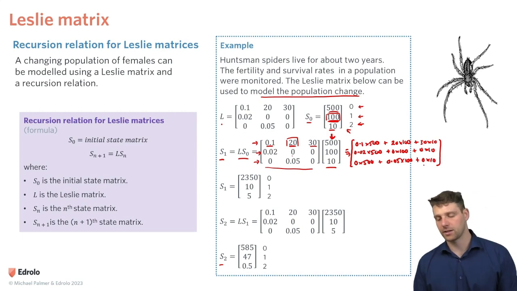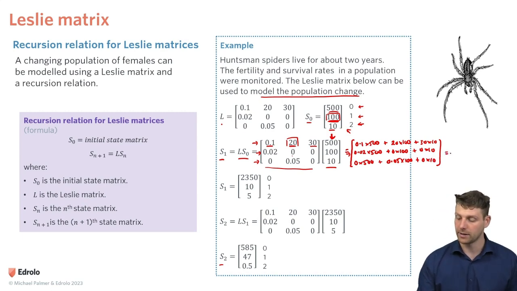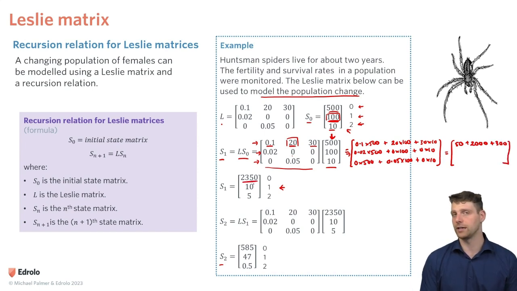Okay, so lots of calculations there, although it is important to sometimes do it by hand. I think if I work out those numbers, I should get this. So 0.1 times 500, that's going to be 50. 20 times 100 is going to be 2,000. And 30 times 10 is going to be 300. So you can see that's going to give me 2,350 when I add them together.